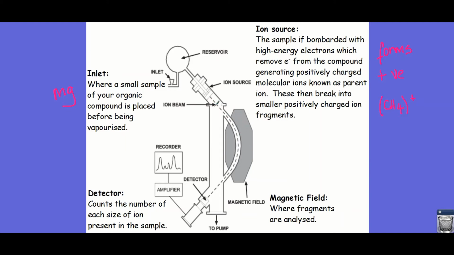As it travels, as it comes out here and goes through the ion beam, it actually breaks apart your molecule. We say it fragments it. And those fragments that are formed are analysed. They go through a magnetic field, through a detector, which then counts the number of each ion that's present, so the size of it and how abundant it is in your sample, and then you get your nice spectra produced at the end. I will let you read through all this.